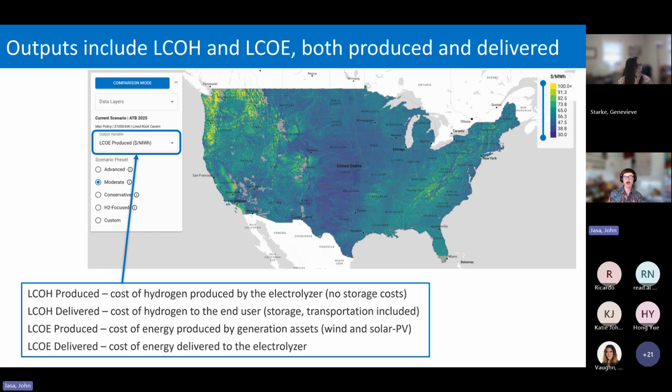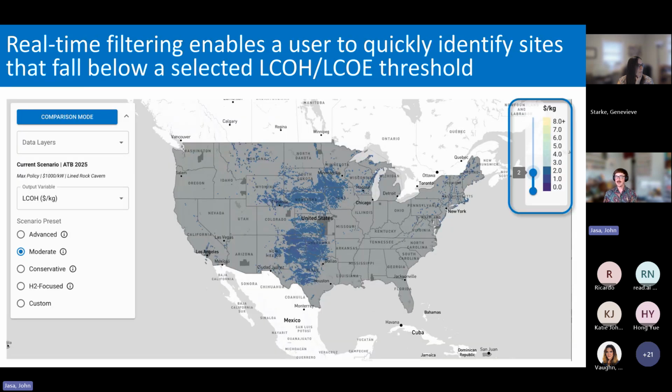I also mentioned this before, but we have the idea of produced versus delivered. If you're just producing the commodity versus delivering it via cables, pipelines, or tanker trucks, you're going to have a different cost. So we also account for that and can showcase results for that. Let's also talk about the other capabilities in this interactive viz tool. It's interactive for a reason.